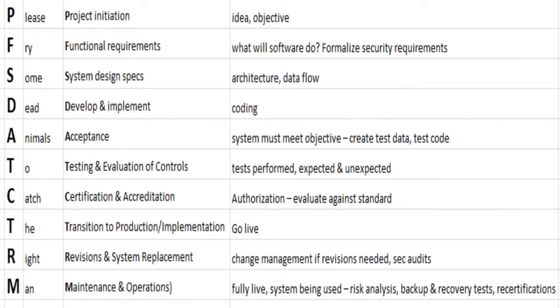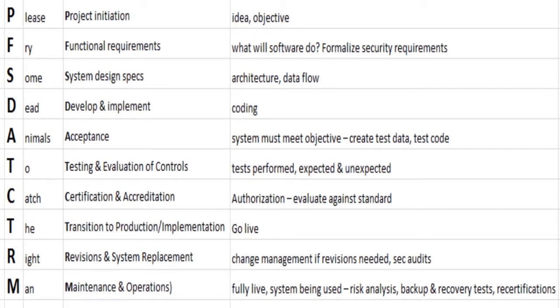Now let's look at what happens at each phase, keeping in mind that ISC2 makes special note to mention that security should be done in all phases of the SDLC. So the first phase, project initiation, that's where the idea is documented. This is probably where the decision has already been made and the project approved.